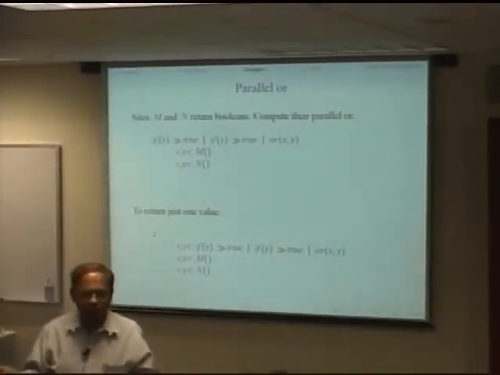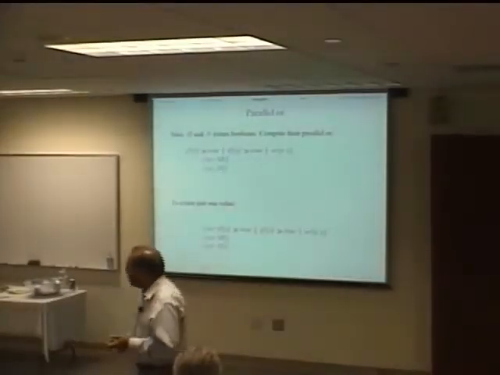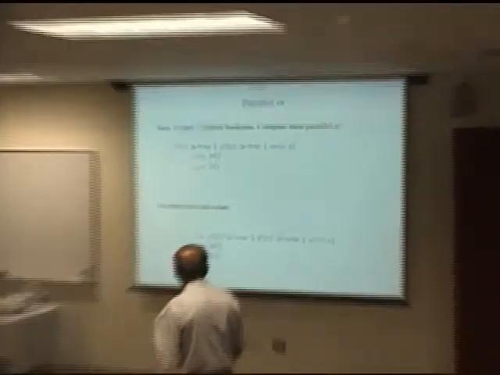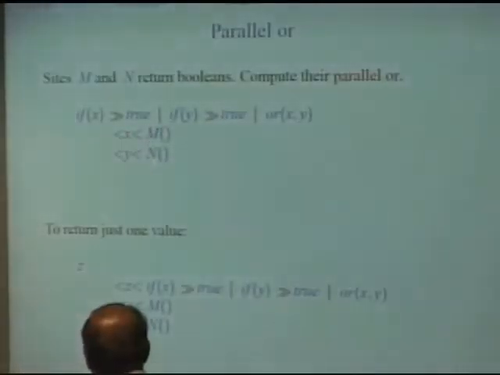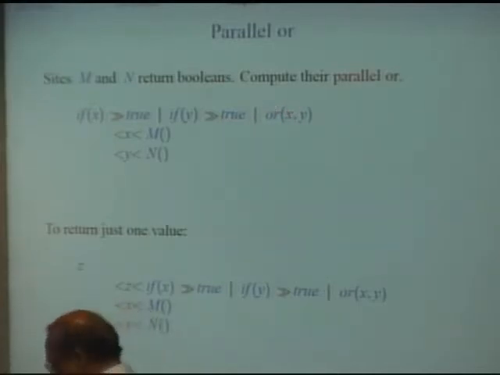You can't do it in functional programming because you have to choose one or the other. We can do it here because it's all symmetric. This is the way we'll do it. We'll call M and N, the sites that are supposed to return Boolean, and this is the main expression that's running. If X is true, then publish a true. If Y is true, then publish a true. Otherwise, take their logical OR. OR is a site, just logical OR, and publish that.